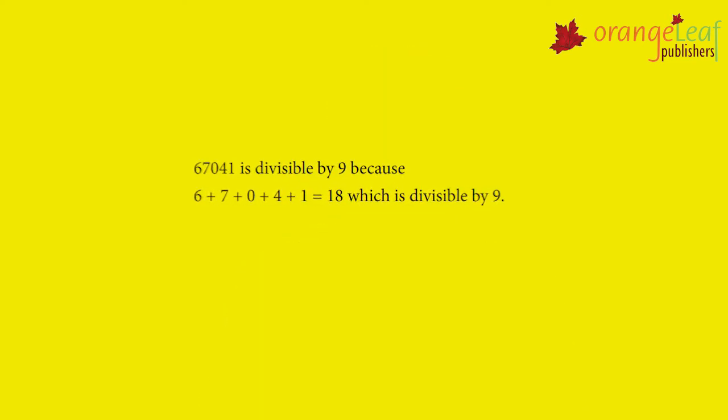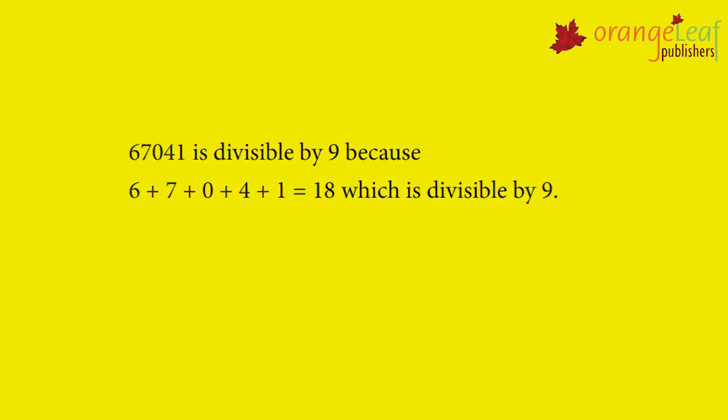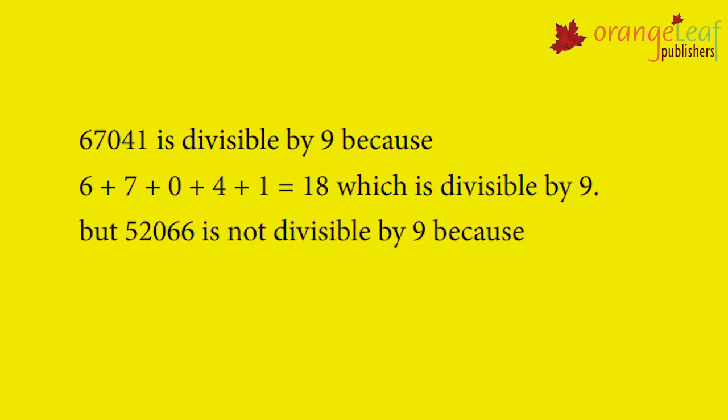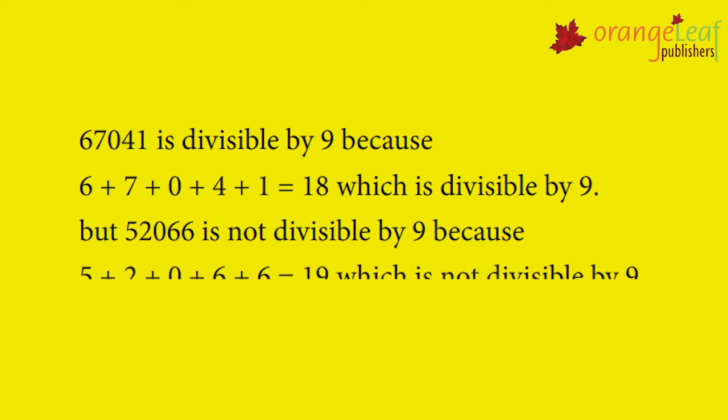For example, 67041 is divisible by 9 because 6 plus 7 plus 0 plus 4 plus 1 is equal to 18, which is also divisible by 9. But 52066 is not divisible by 9 because the sum of all these numbers is 19, which is not divisible by 9 either.